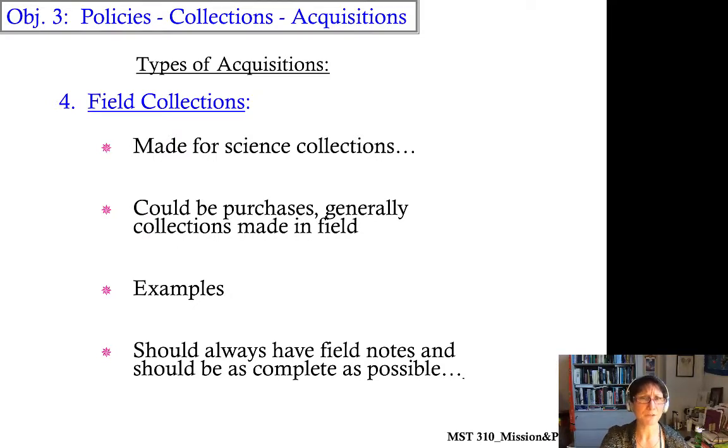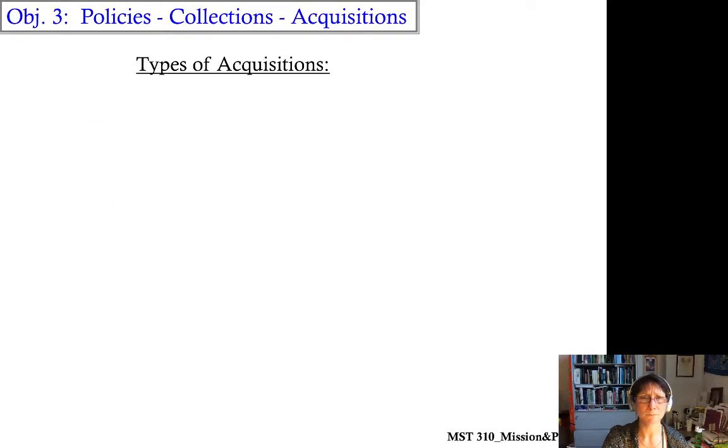They could be purchases. I've actually seen people do this where you go in the field and you ask people to help you acquire the items that you're after, say your species or your fossils, and you pay them to help you. But generally speaking, you're making them yourself. And in this case, you usually have some pretty extensive field notes that explain what you've collected and how you've collected them. And so the museum should always obtain a copy of those field notes to go along with those collections wherever possible.